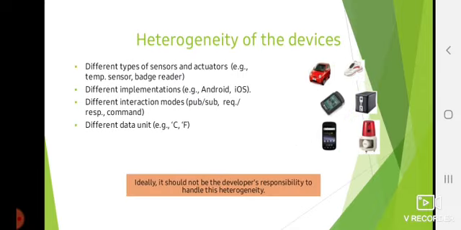Next, we are going to see about the heterogeneity of the devices. In the heterogeneity of the devices in IoT, we have used different types of sensors and actuators, for example, temperature sensor and badge reader. It has different implementations like Android and iOS. It has different interaction modes, that is pub and sub, request and response and command interaction modes. It has used different data units, for example C and F. But ideally, it should not be the developer's responsibility to handle the heterogeneity.